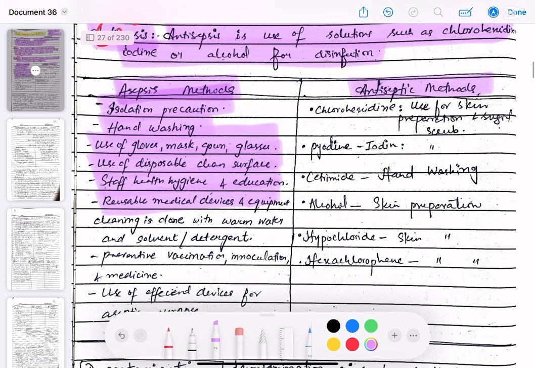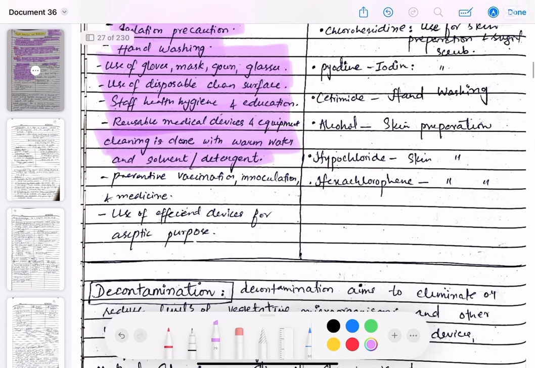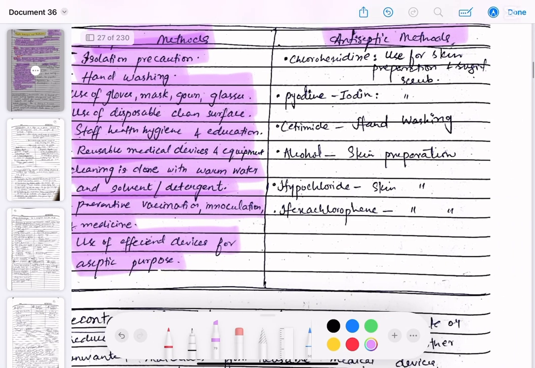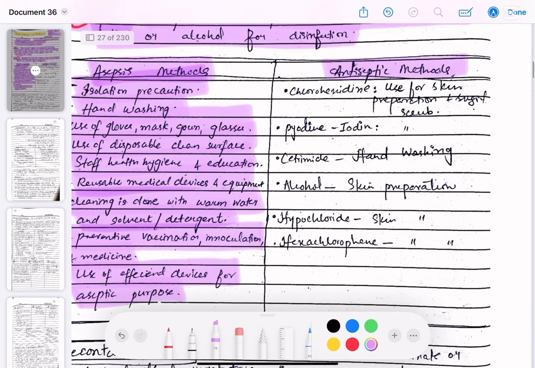Cleaning is done with warm water and solvent detergent, and preventive vaccinations, inoculation and medicine, and the use of efficient devices for aseptic purposes. Now the antiseptic methods are chlorhexidine used for skin preparation and surgical scrub, then povidone iodine and iodine, and alcohol skin preparation, hypochlorite for skin preparation, and hexachlorophene for skin preparation. So these are the methods.